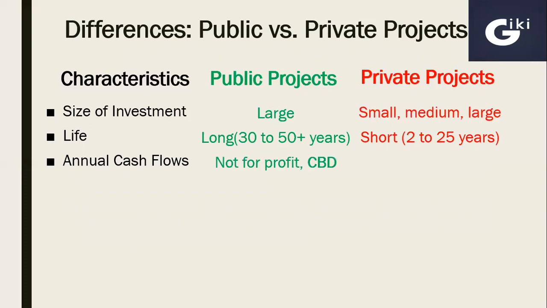So public sector projects are not for profit, and in public sector projects we consider CBD, which refers to costs, benefits, and disbenefits. As I explained earlier, the purpose of public sector projects is to promote well-being of the people or serve their needs, but not to make profit. On the other hand side, in private sector projects, all private sector projects are profit oriented. And in case of public sector projects, we need to consider costs, benefits, and disbenefits of a project.